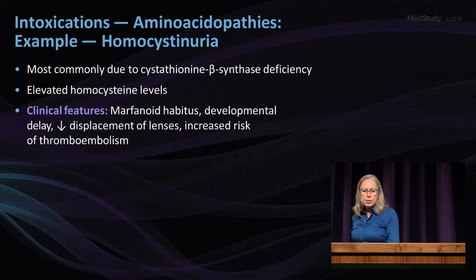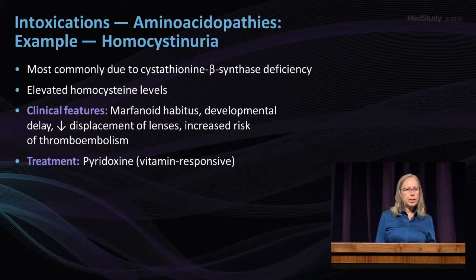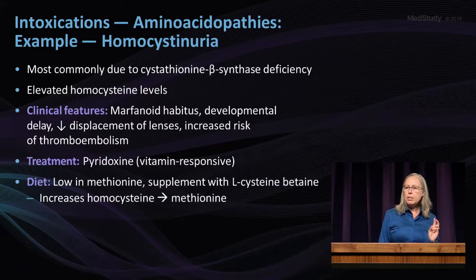It gives you elevated homocysteine. Clinical features are the marfanoid body habitus, developmental delay. They have ectopia lentis, but it tends to be a downward ectopia lentis, where Marfan's tends to go upwards. And they have an increased risk of thromboembolism. The treatment is pyridoxine for those that are vitamin responsive. We give them a diet low in methionine. We supplement them with betaine, and that converts the homocysteine to methionine, because we can tolerate the high methionine, but it's the homocysteine that gives us the risk factors.